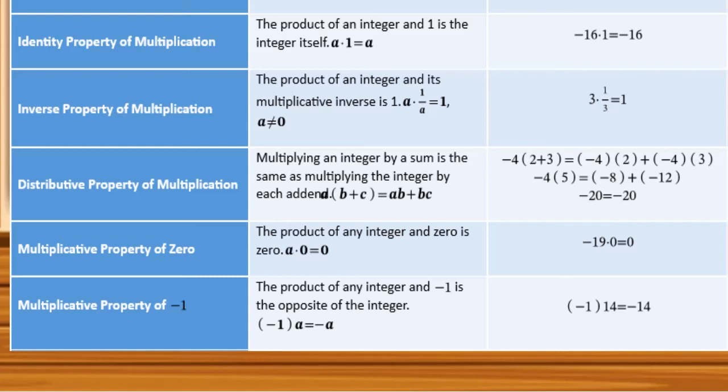Multiplicative property of 0. The product of any integer and 0 is 0. A times 0 is equal to 0. Multiplicative property of negative 1. The product of any integer and negative 1 is the opposite of the integer. Negative 1 times A is equal to negative A.